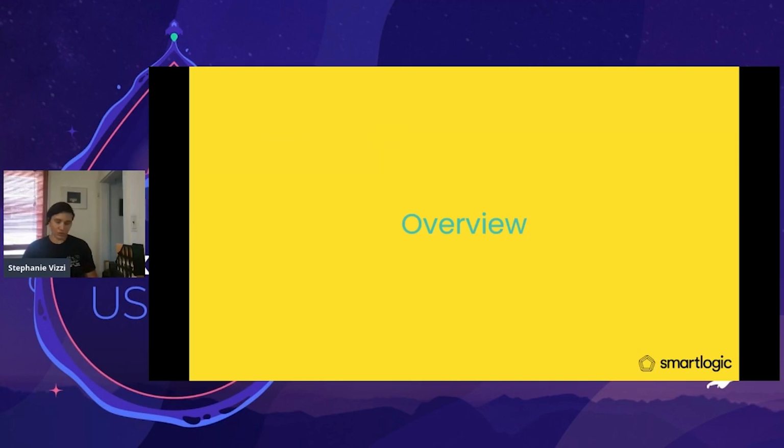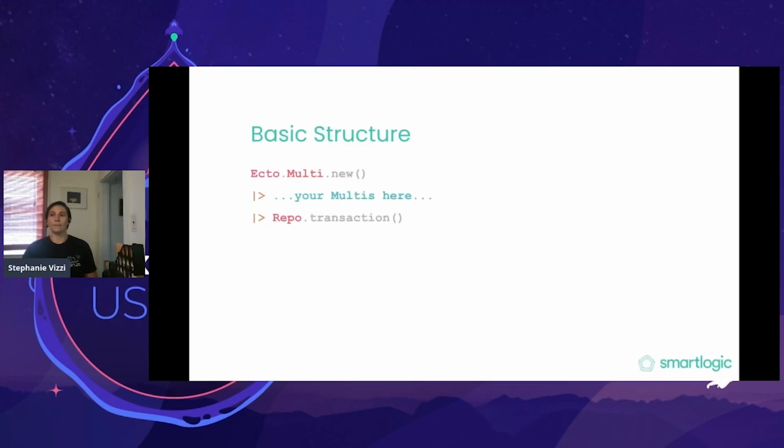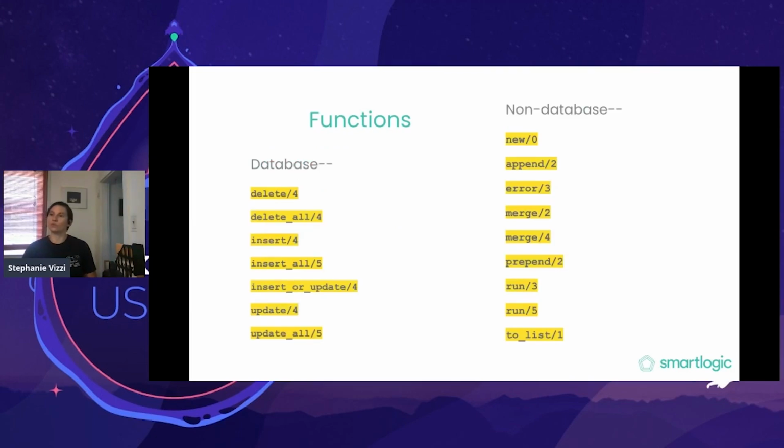They can get pretty crazy though, so we'll just go over some of the overview basics of what they're about. The structure basically is like this. It starts with the Ecto Multi new function, ends with the Repo transaction, and you put a bunch of stuff in the middle. These are your functions here. I tend to think of them in these two categories: database CRUD stuff on the left, and then your non-database helpers and exterior things as well.